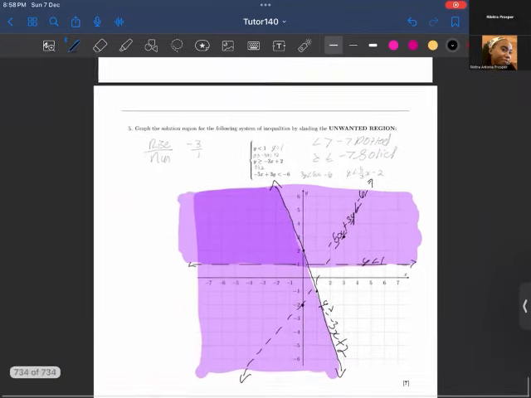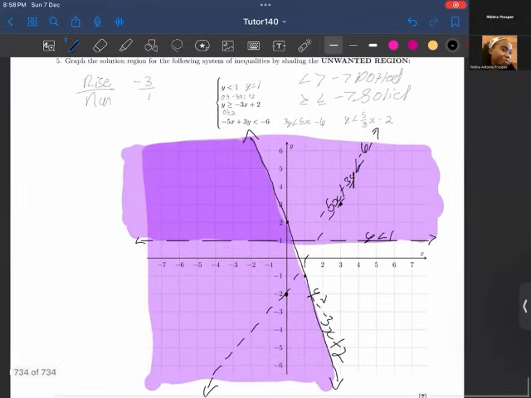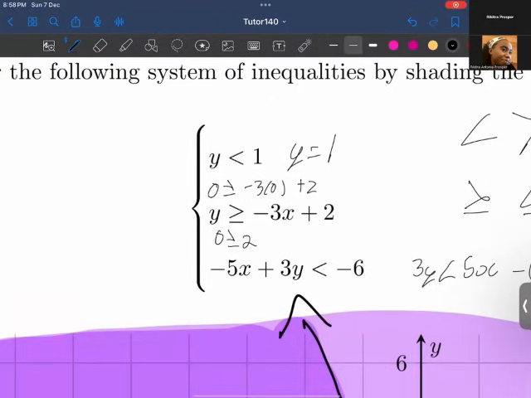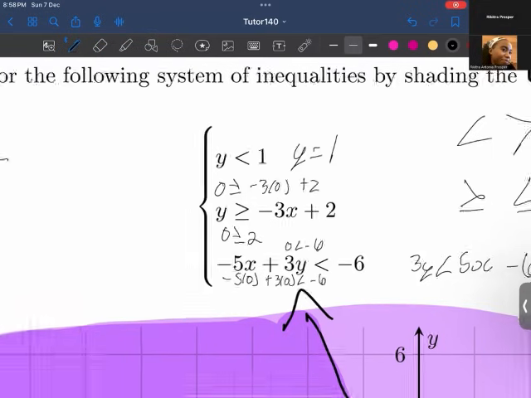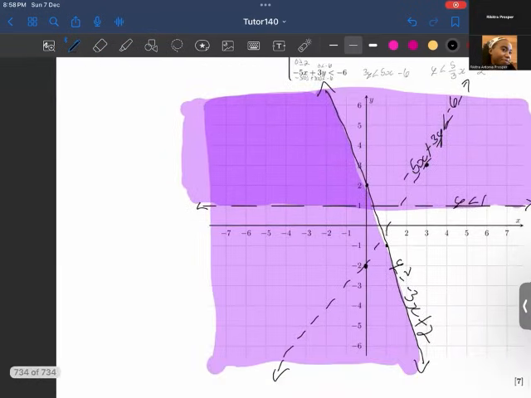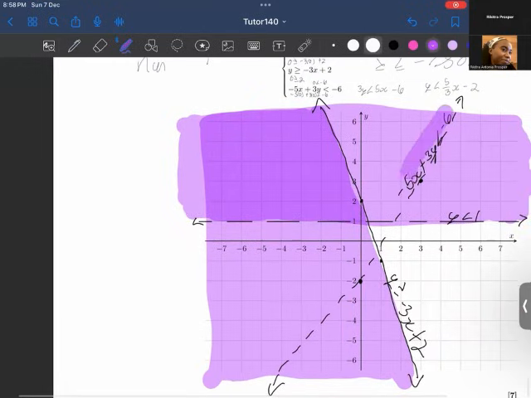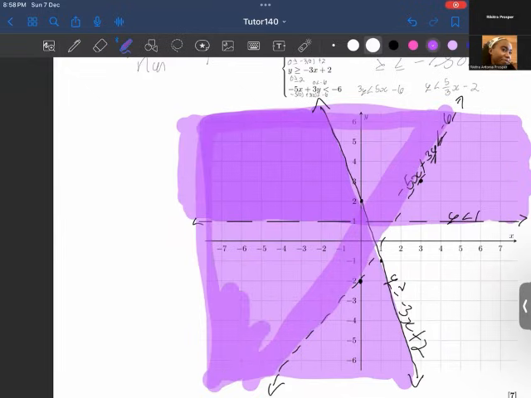So choose a test point again. 0, 0 is not on the line, so I just use 0, 0. When I substitute it in, let's just say 0 is less than negative 6. That's not correct. So I'm going to shade the side again with 0, 0 on it because 0 is not less than negative 6. This is the side with 0, 0, so I'm going to shade it because I'm shading the unwanted region. That's what they told me to shade. Pay attention to whether you're shading the wanted or the unwanted region.